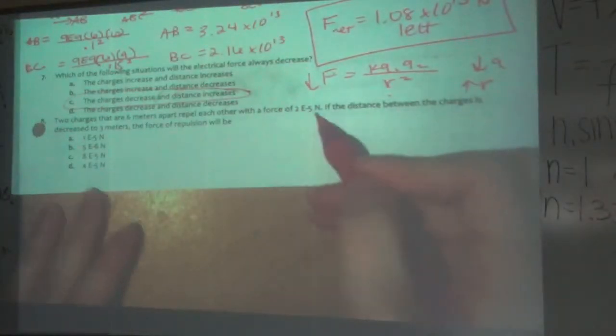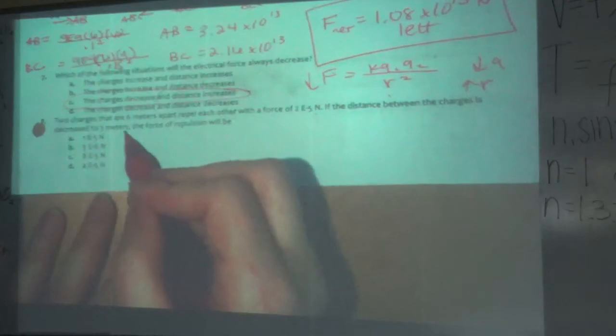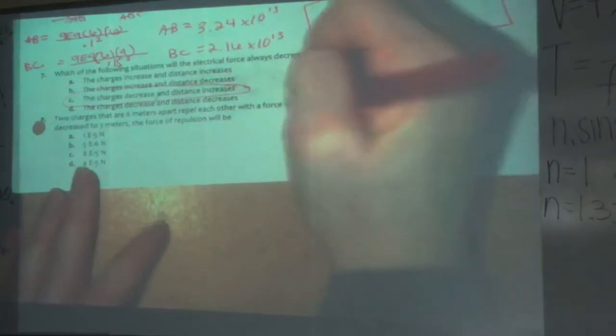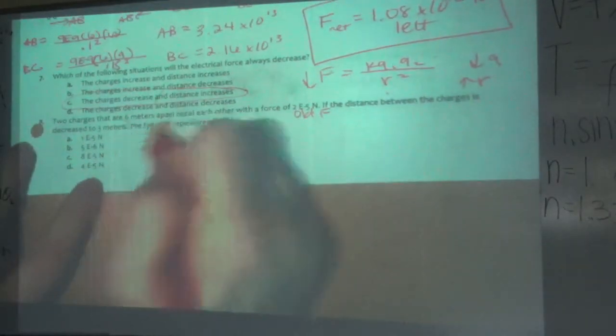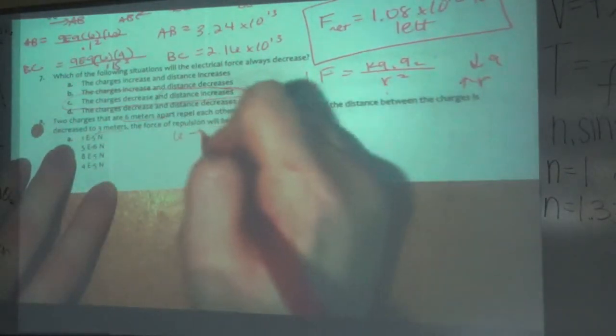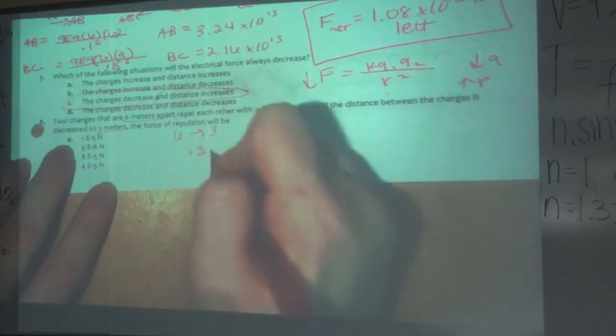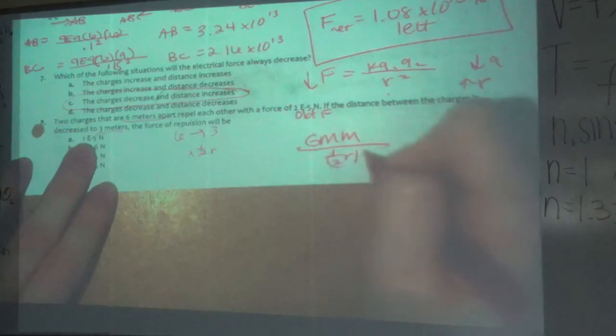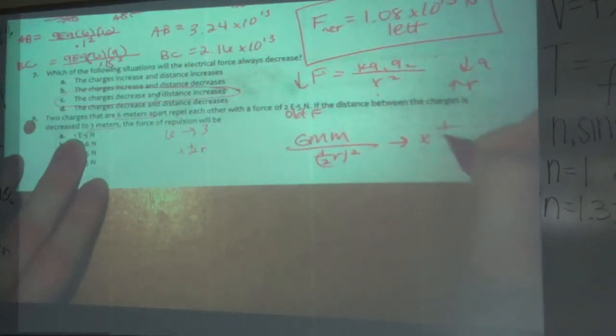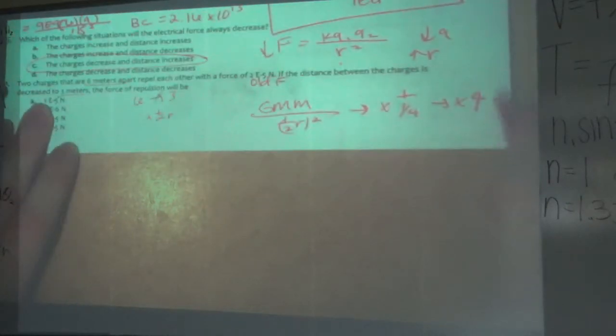Two charges are 6 meters apart, and they repel with this force. The distance is decreased to 3 meters. What's the new force? So this is my old force. This is a what-would-happen question. Instead of telling me what the distance is doing, it tells me 6 meters to 3 meters. So going from 6 to 3 is half the distance. Then we just plug in half the distance, and that's going to give me 1 over 1/4, which is times 4. So getting 4 times bigger is my answer.